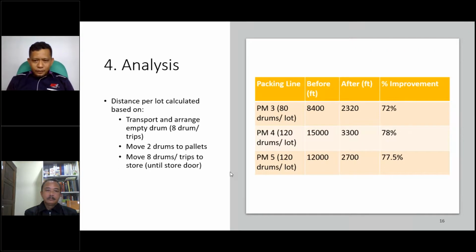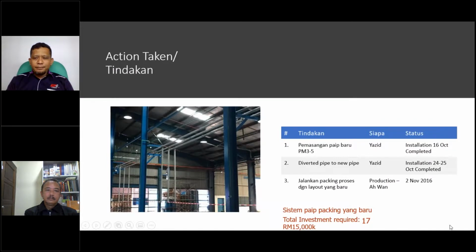Then I told them, let's get the quotation on how much the cost of the pipe is. They got the contractors to rearrange the pipe system, and the investment is only about 15,000 ringgit. This is pump 3, this is pump 4, and this is pump 5. This is the way out to the warehouse. So it's a 15,000 investment.